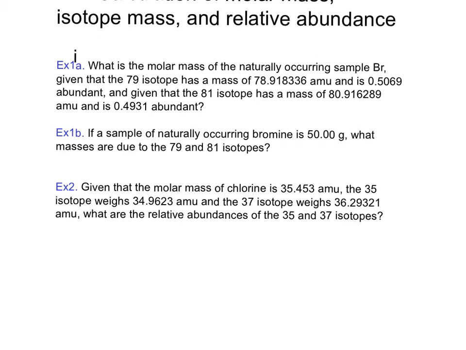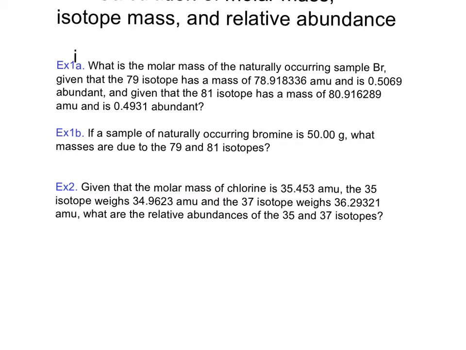Oh wait, I'm sorry, we didn't do the second part, part B. If we have a sample of naturally occurring bromine that is 50 grams, what masses are due to the 79 and the 81 isotopes? We know that it's about 50-50. It's not exactly 50-50, but if you've got 50 grams, it's going to be about 25 grams of the 79 isotope and about 25 grams of the 81 isotope.